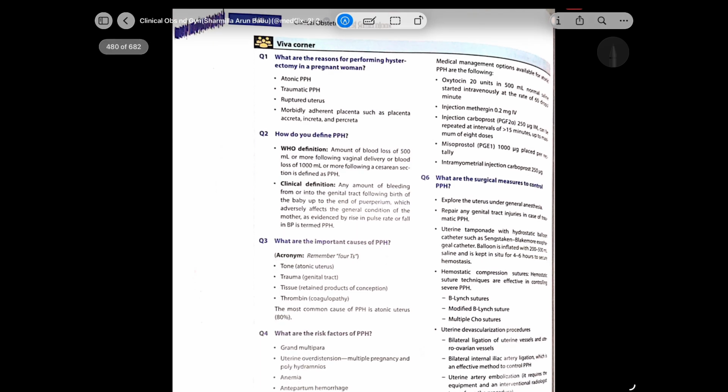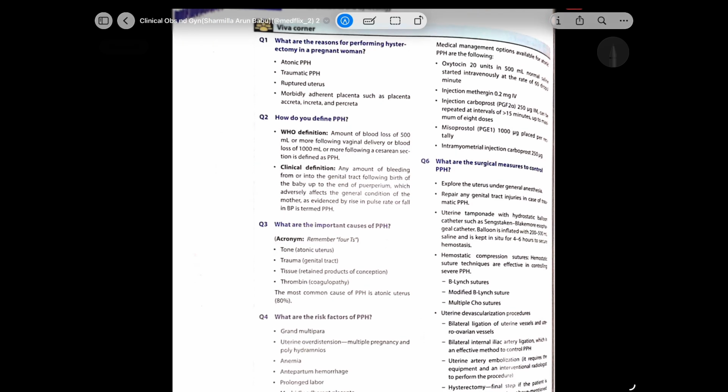How do you define PPH? Very important question, very commonly asked. WHO definition: the amount of blood loss of 500 ml or more following vaginal delivery, or blood loss of 1000 ml or more following a cesarean section is defined as PPH. So that was a WHO definition. What is the clinical definition?